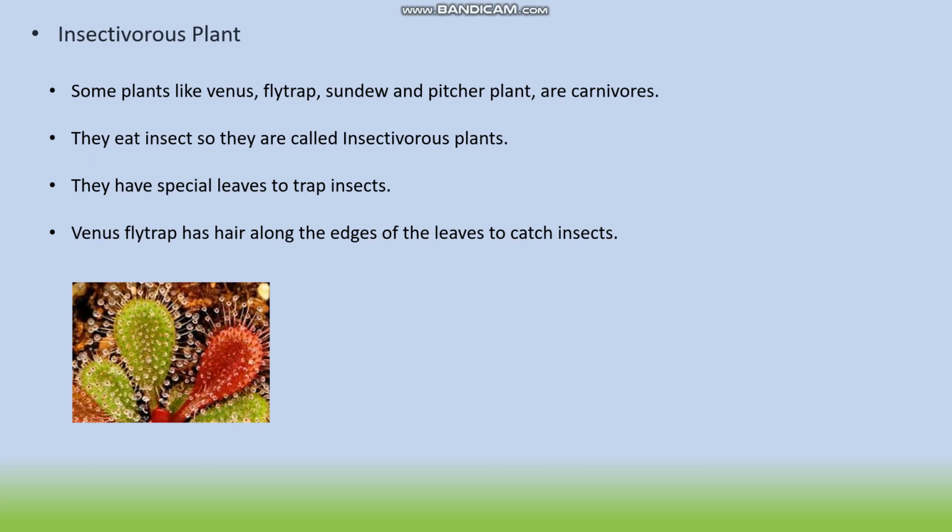Next is insectivorous plants. Some plants like Venus flytrap, sundew, and pitcher plant are all called carnivorous, which means almost flesh-eating plants. They eat insects, so they are called insectivorous plants. They have special leaves to trap insects. Venus flytrap has hair along the edges of the leaves to catch insects. In pitcher plant, leaves are in the form of a pitcher with a lid. When an insect sits in the pitcher, the lid shuts down to trap the insect. You can view the picture of that pitcher plant on your screen.